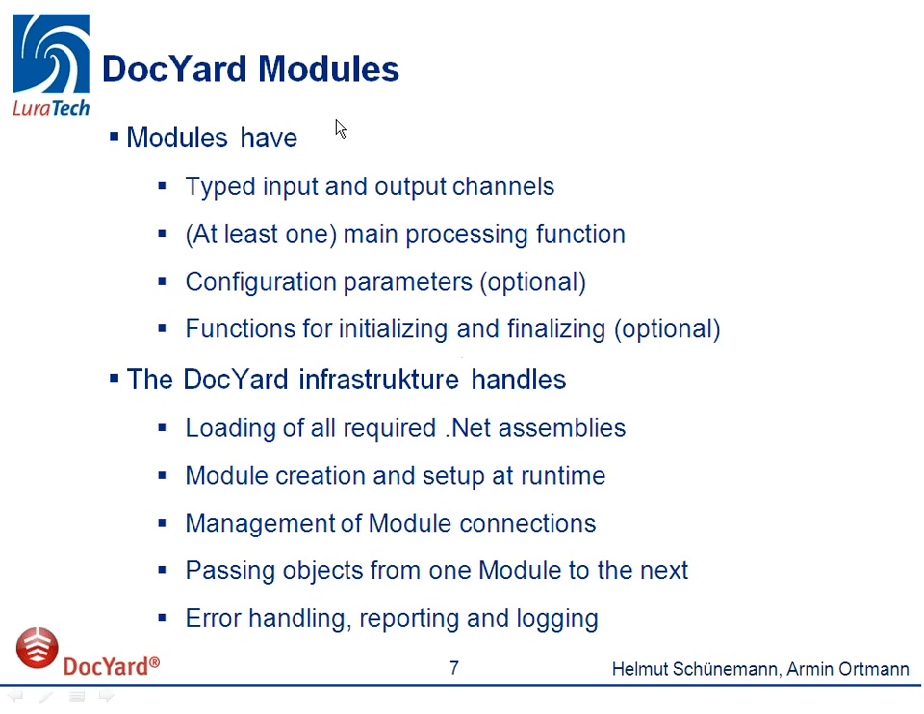So what do you need to do in terms of implementing your own class and overriding the base class? Well, you need to define these input and output channels. There can be more than one input and there can be more than one output, so you can merge and branch in the workflow. You need at least one major processing function. That's really the function that is called whenever your input is available. You can then do whatever processing you require and provide the output, which is then passed along automatically.